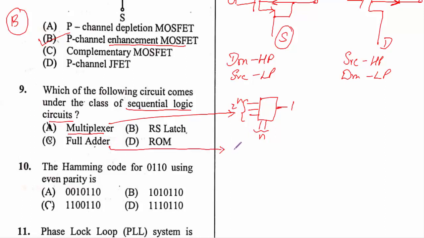Next, let us talk about full adder. Full adder is a combinational circuit which accepts 3 inputs and generates sum and carry, right? So it is a combinational circuit. So these two can't be the option.